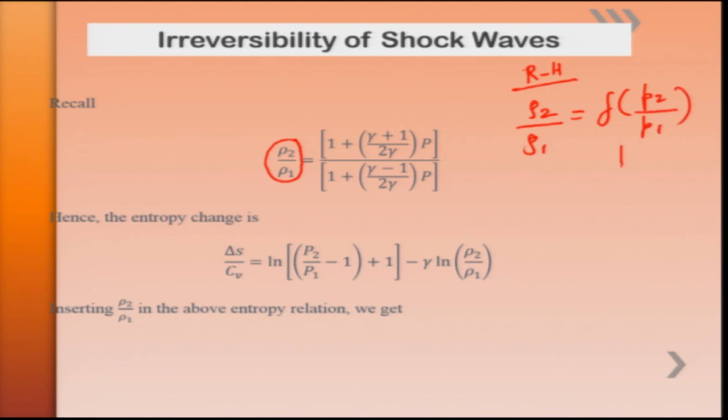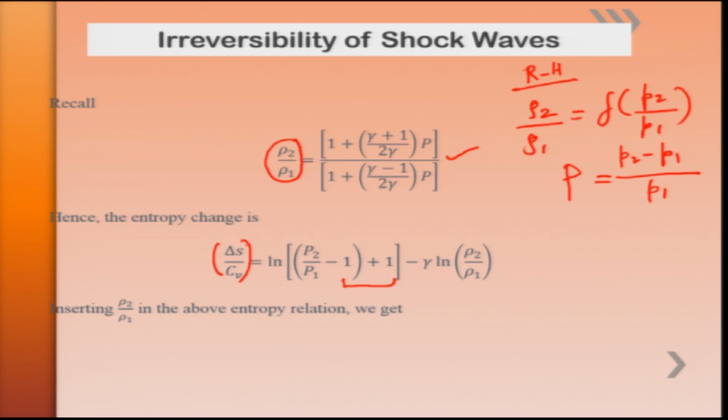And since P2 minus P1 by P1 is written as capital P, or the strength of the shock, using this we can get this expression. Now entropy change can also be written as delta S by Cv equals ln of P2 by P1 minus gamma ln of rho 2 by rho 1, with slight algebraic manipulation. What we are essentially trying to see is how the strength of the shock governs the entropy change across the shock wave.